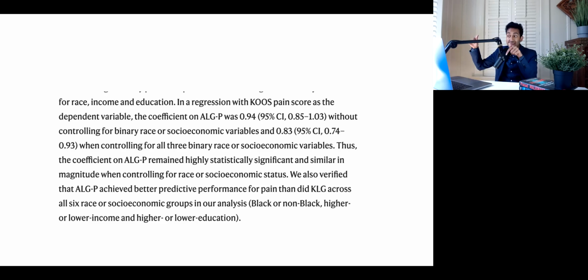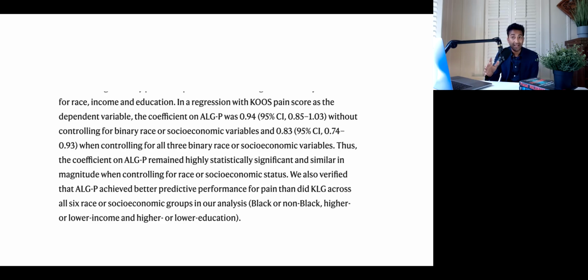In fact, because we're putting them in as other variables in the model, it is actually learning pain based on radiographs in a way that we have hitherto not learned it, that radiologists have not appreciated. This is interesting to me. But one thing I do note is that the coefficient has gotten smaller, hasn't it? 0.94 to 0.83. So some of ALGP is through these mechanisms, I suspect.